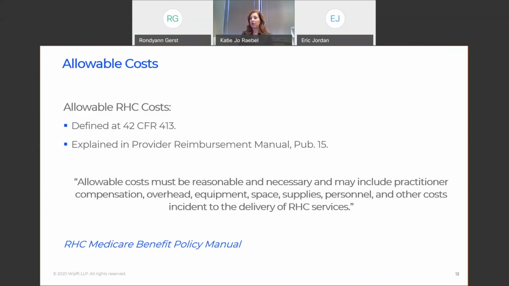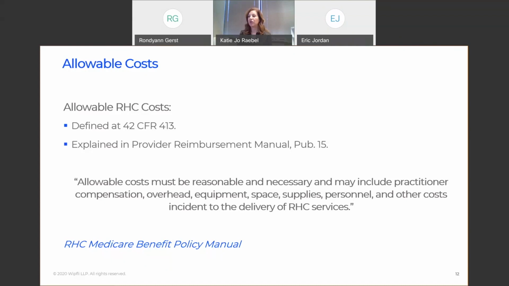the professional component is paid based on fee schedule, and therefore practitioner costs are not included in that calculation. What we're winning on right now, and there's been some changes in rural health clinic potential payments in 2021, but right now, practitioner costs are reimbursed and are part of the cost per visit, and 100% of that is paid. So this is kind of a difference. This is what we win on.